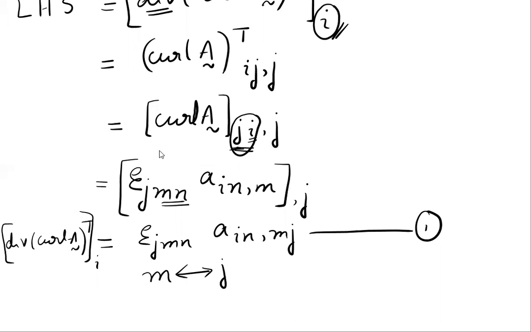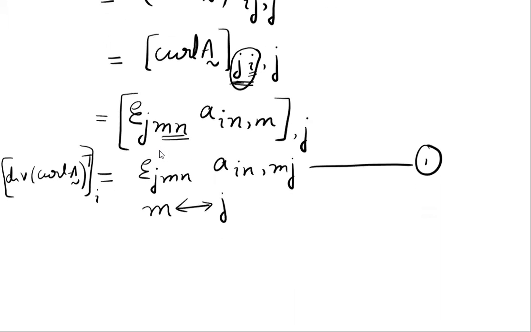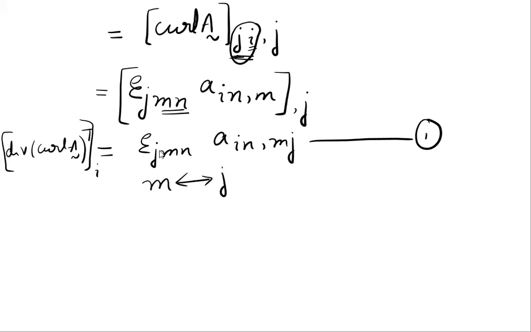Now here I'm interchanging m and j in equation 1. So wherever m is there, I have to put j, and wherever j is there, I have to put m. So that is equal to epsilon jmn a in comma mj. When I interchange the dummy suffixes, I can have any suffixes, so no change. So these two are equal.